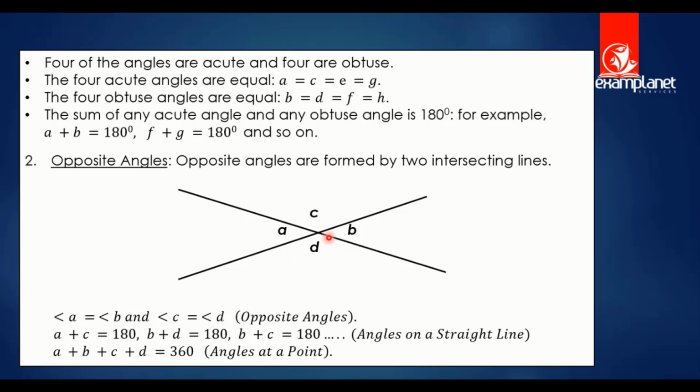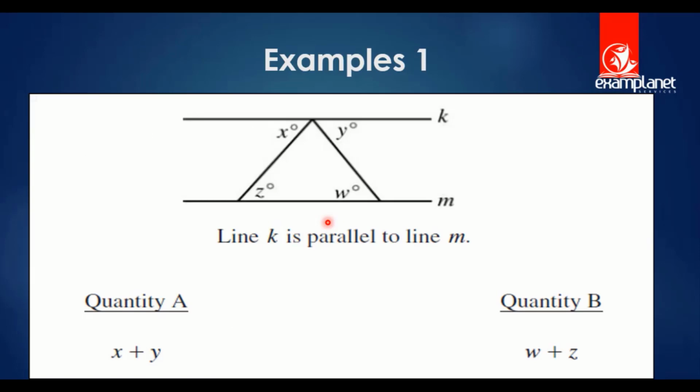Okay, so these are the angles you should be familiar with: opposite angles, alternate angles, corresponding angles, angles at a point, angles on a straight line, and so on. Those are the key things you need to note about angles, when you have angles on a line, angles between lines, how we calculate them, and the relationship between the angles. All right, now let's look at an example here.